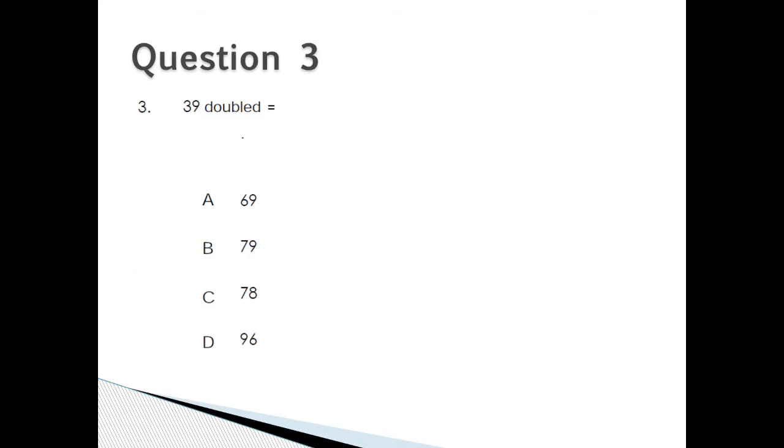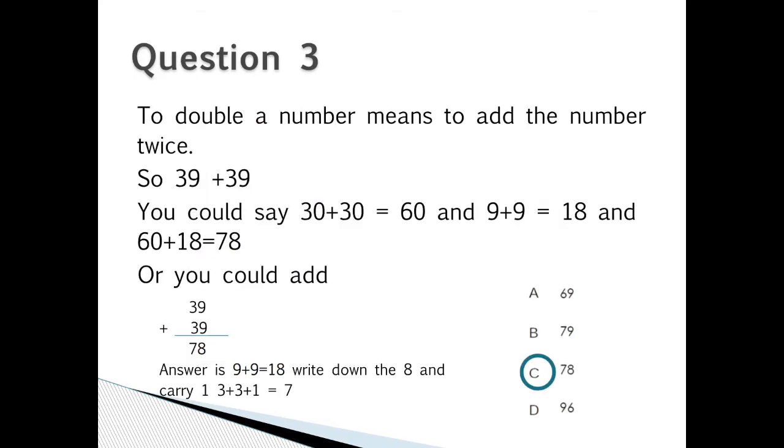39 doubled is what? A, B, C, or D? To double a number means to add the number twice. So 39 plus 39. You could say 30 plus 30 is equal to 60 and 9 plus 9 is equal to 18. Therefore, 60 plus 18 is equal to 78. Or you could just add 39 plus 39. You will say 9 plus 9 is 18. Write down the 8 and carry the 1. 3 plus 3 plus the 1 you carried is equal to 7. So the correct answer is C, 78.